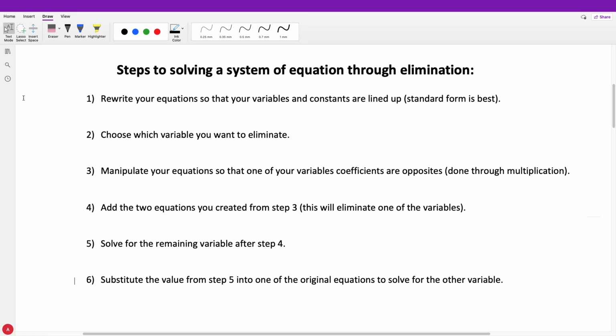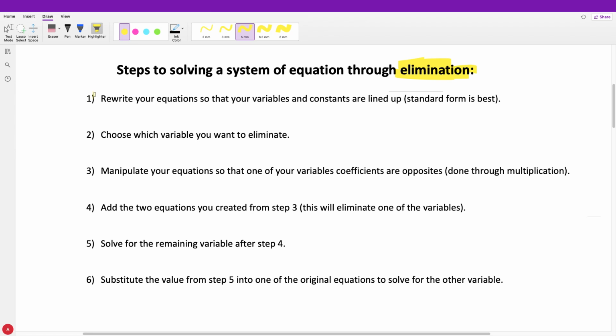All right, so before we actually go into any problems, I want you to write these steps down, because this is what you're going to need to refer back to when you're solving a system of equations through elimination. Our goal through elimination is exactly what it sounds like. We're trying to eliminate one of the variables that's given to us in our original problems.